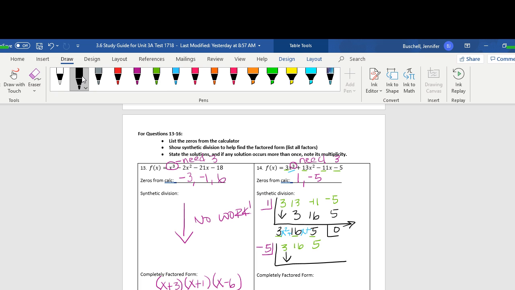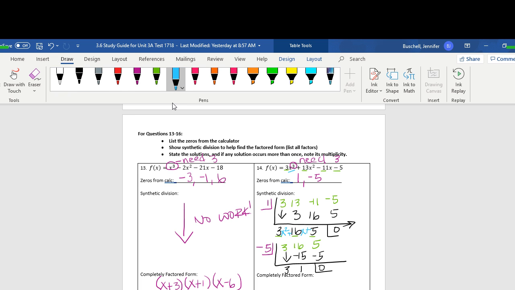I'm going to drop the 3, and now I'm going to multiply, add, multiply, add. So -5 times 3 is -15. 16 plus -15 is +1. -5 times 1 is -5. And 5 plus -5 is 0. Again, you better get 0 there because -5 is a solution. And that's part of the factor theorem.